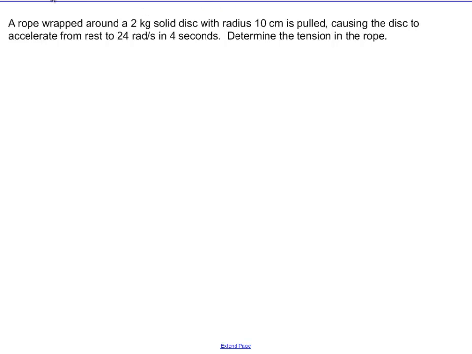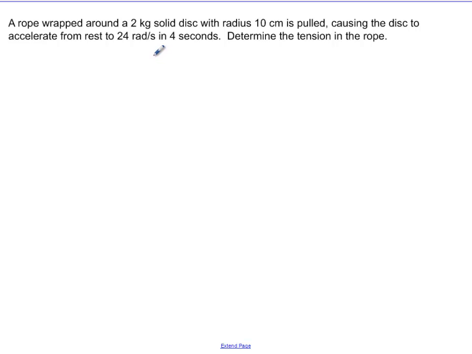Let's work an example problem that deals with torque, moment of inertia, angular acceleration, pretty much everything that we've talked about so far. A rope wrapped around a 2 kilogram solid disc with a radius of 10 centimeters is pulled, causing the disc to accelerate from rest to 24 radians per second in 4 seconds. Determine the tension in the rope.